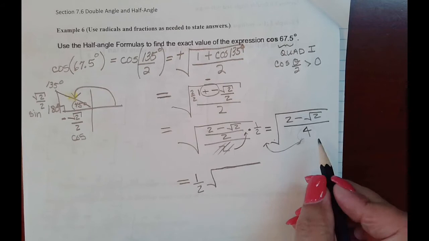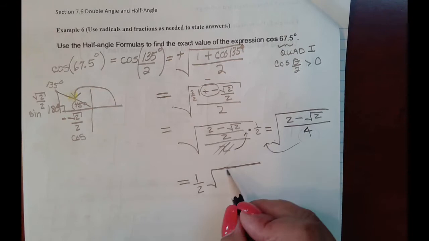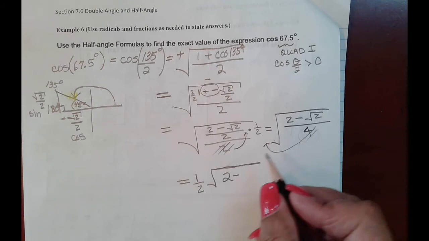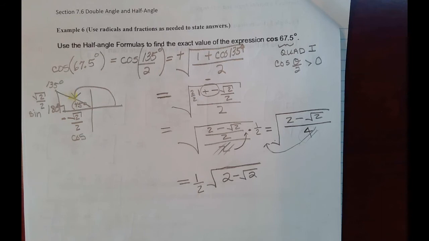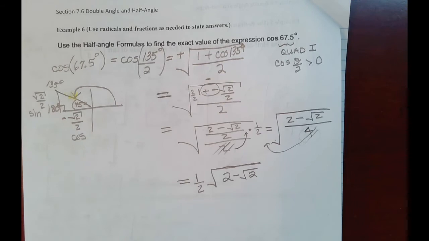Okay, so I took that out. The root is right there. Square root of 4 is 2 in the denominator. And then all you'd have left here would be that numerator, and that's all that's left underneath the radical. Okay, 2 minus square root of 2 underneath the square root, with 1 half being pulled out from the radical. Example 7.